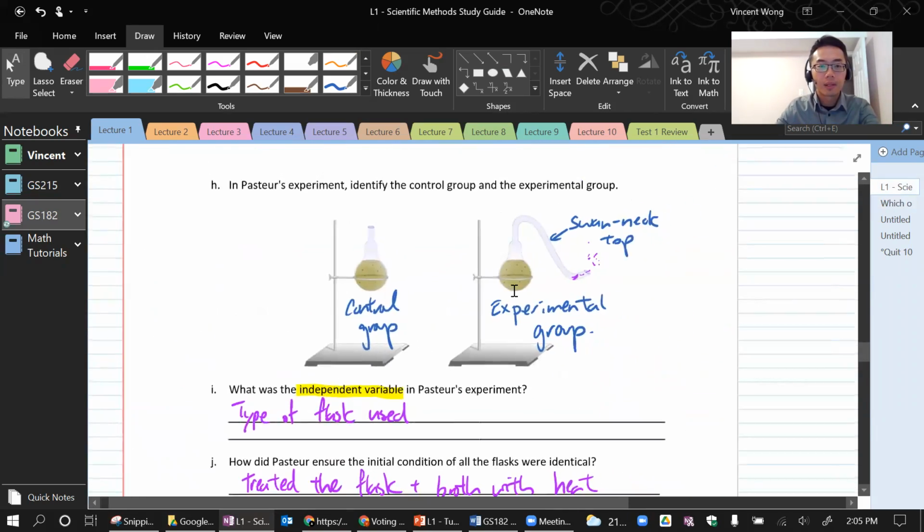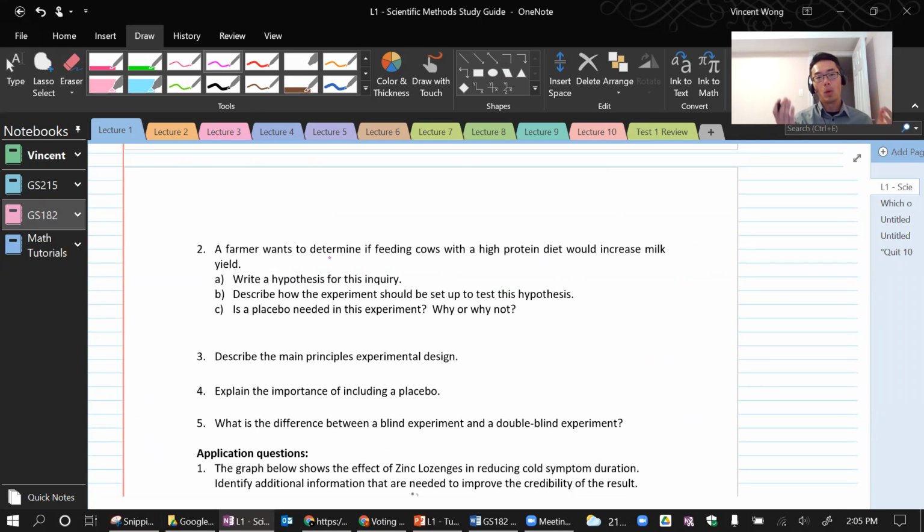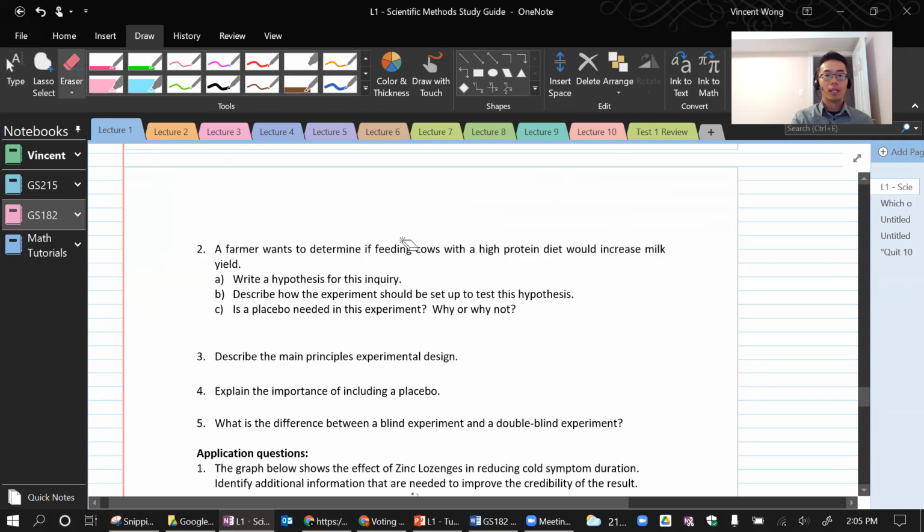Let's see. What's next? A farmer wants to determine if feeding cows with high protein diet would increase milk yield. So the hypothesis is again quite straightforward. You either say feeding the cows with high protein diet will increase milk yield or it will not. Either one is correct, it's fine. Okay, so I'm not going to write it out. It's pretty straightforward. And how would you set up the experiment?